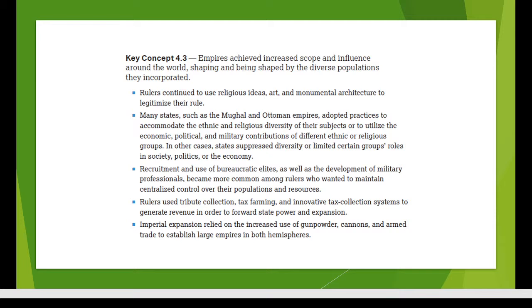Both the Aztecs and the Qing dynasty will use a tribute system to collect taxes. And of course, it mentions that imperial expansion is going to rely on gunpowder and cannons. The Europeans, of course, will use this, but also the gunpowder empires, the Ottoman, the Safavid, the Mughal, all will use gunpowder to expand. 4.3, I think, would be an interesting set of key concepts to do a DBQ on. So definitely spend some time on 4.3.